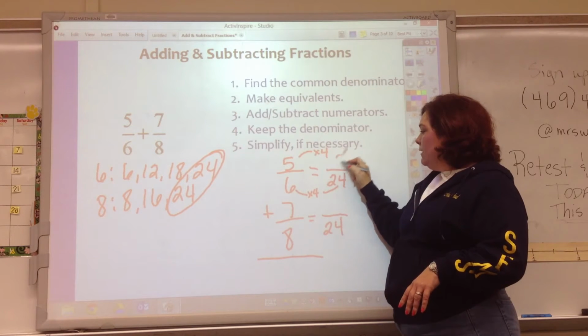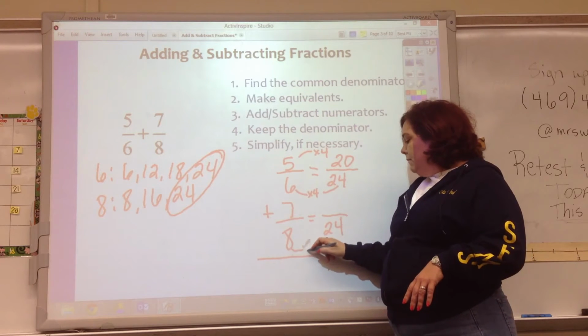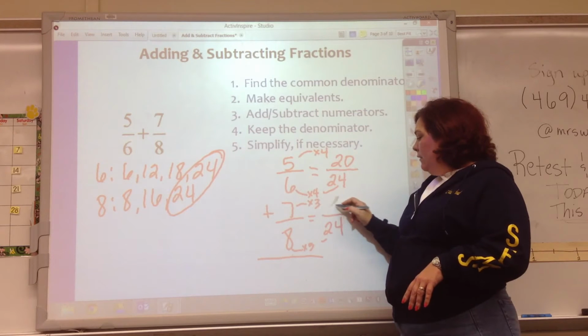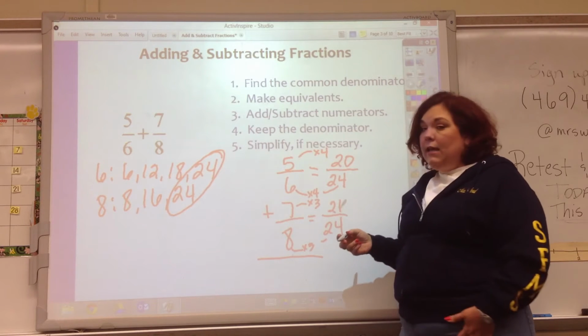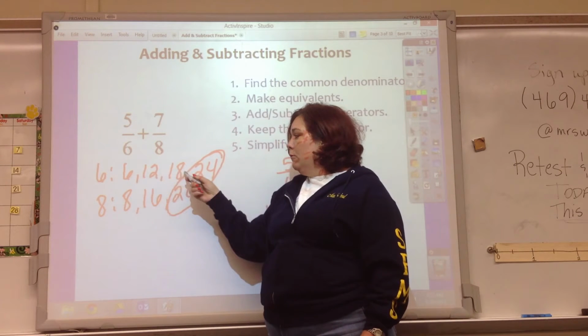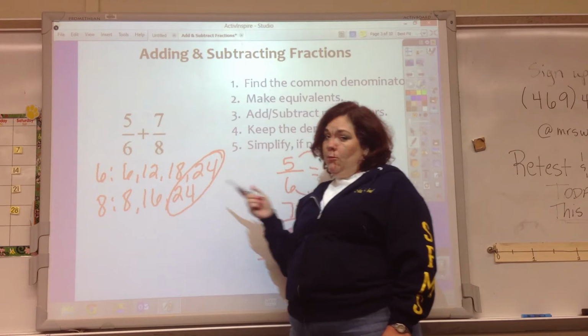5 times 4 is 20. And then 8 goes to 24 times 3. And 7 times 3 is 21. And I've got a hint for you. The scale factor is the same number of terms you have over here. So this is by 4 and this is by 3.